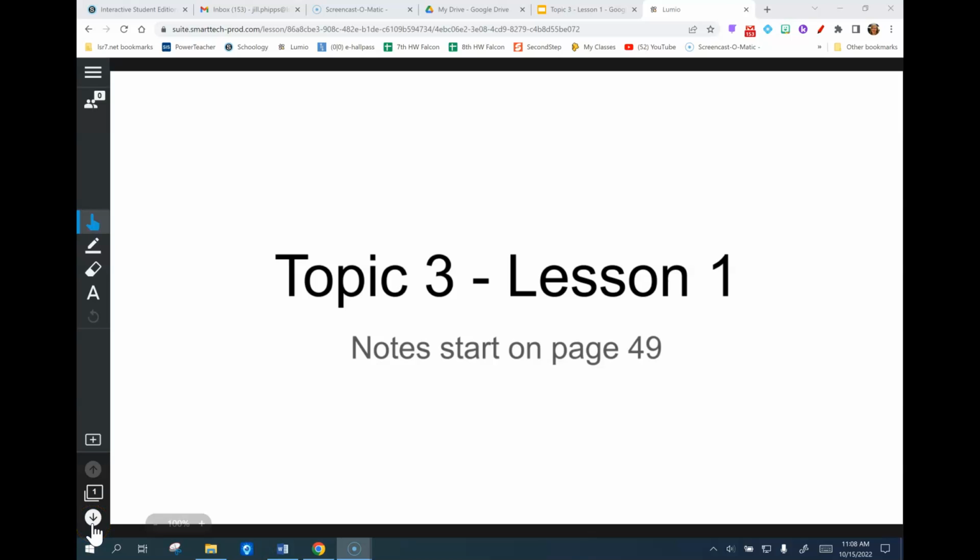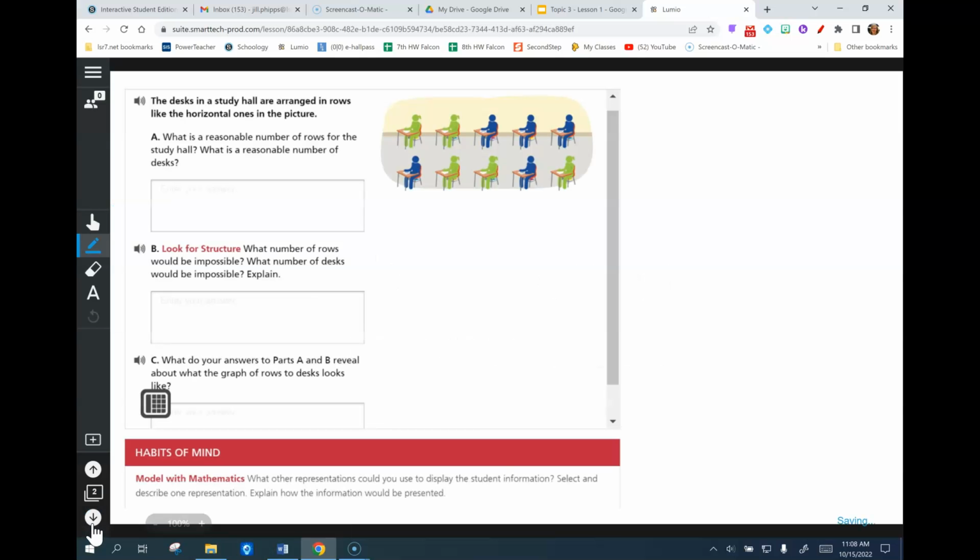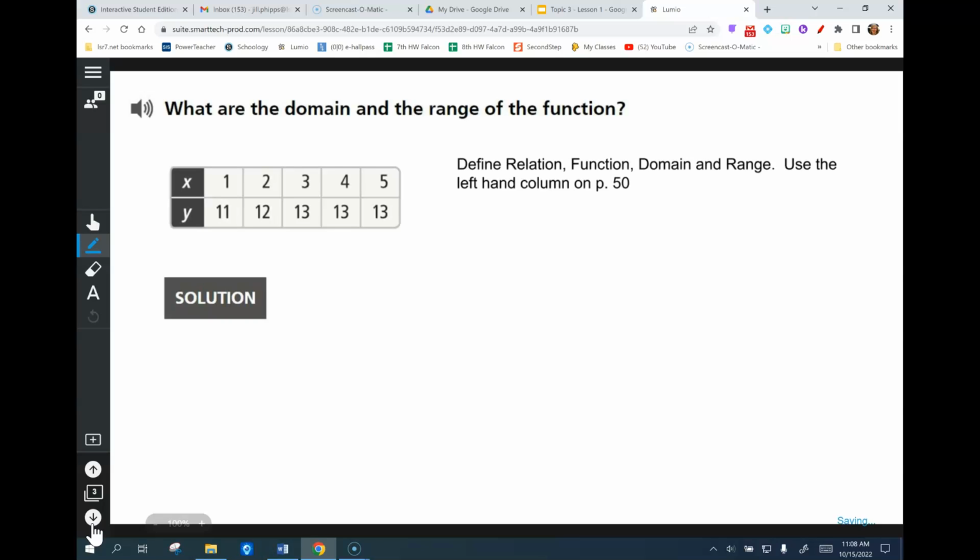Topic 3, Lesson 1. Your notes start on page 49. We're not going to be doing as many videos. We want you to use the interactive reader as much as possible. So if you want to hear about this part, go to the interactive reader because there's 2 videos today. I'm just going to talk about some of the other ones.